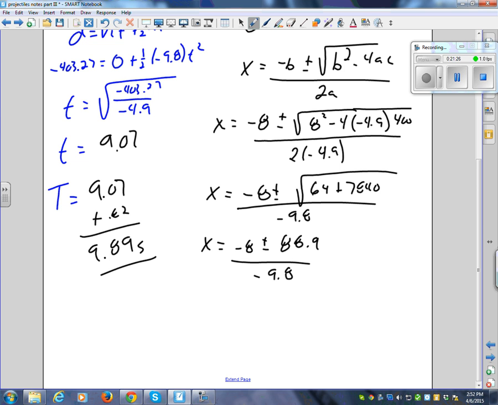Okay, you've done a lot of work up to there. Can we reduce the amount of work? It says minus 8 plus or minus. Do I have to do both? Do the plus. Why do the plus? Time can't be negative, but you will notice that the bottom is negative, so the only way to make the whole thing positive is if I do the subtract.